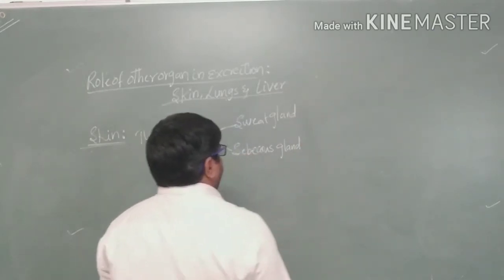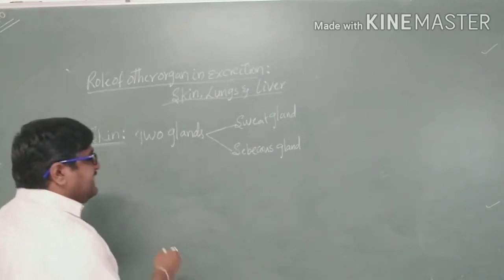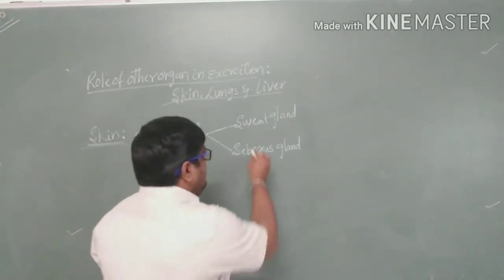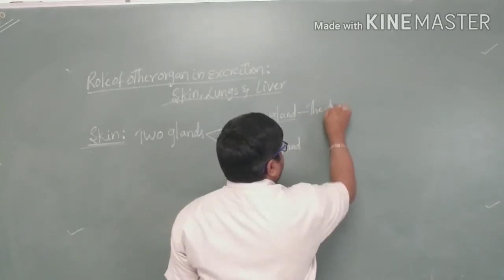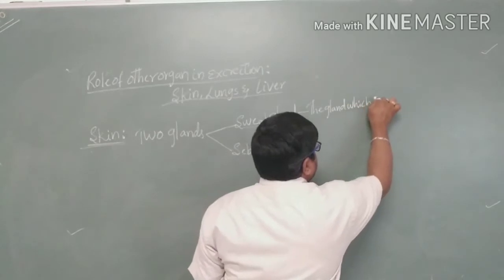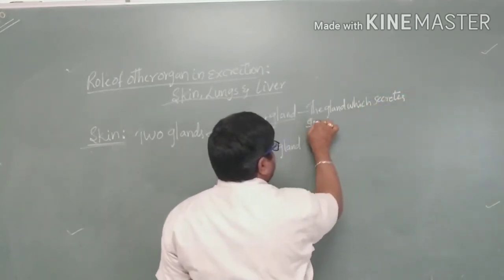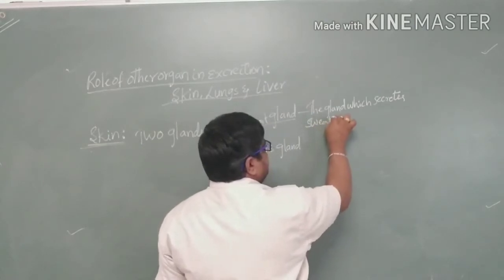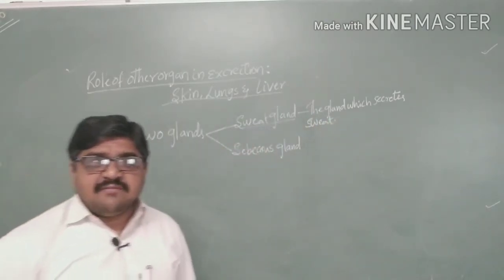So the sweat glands and sebaceous glands mainly secrete. The sweat gland will secrete the sweat. The glands which secrete sweat are called sweat glands, and sweat is a type of excreta.